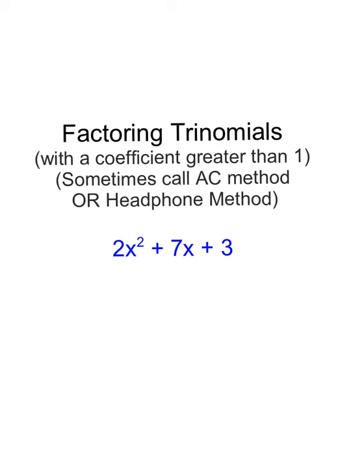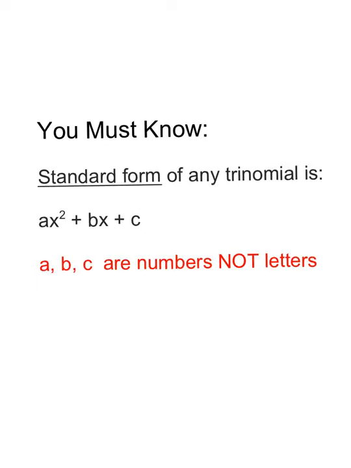Okay, the AC term comes from this is your A, this number is your B value, and this number is your C value. So it's called the AC method because we're going to multiply the A times the C. Some teachers call it the headphone method because when you see a number in front of the x squared, you circle it and you make headphones to the last term.